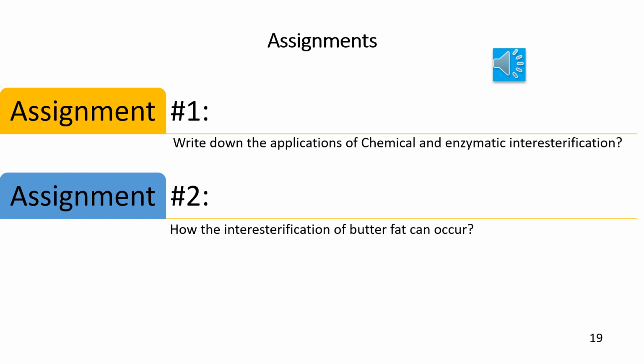Assignment number 1 is to write down the applications of chemical and enzymatic interesterification. Assignment number 2 is how the interesterification of butterfat can occur.